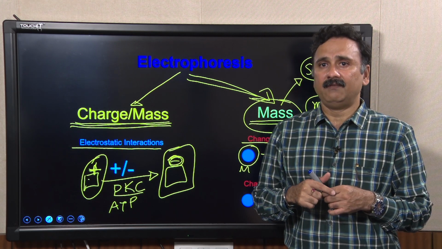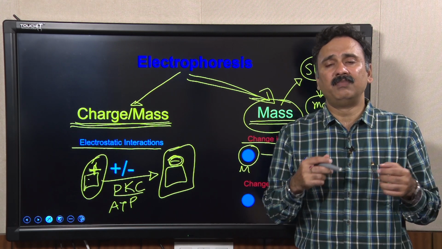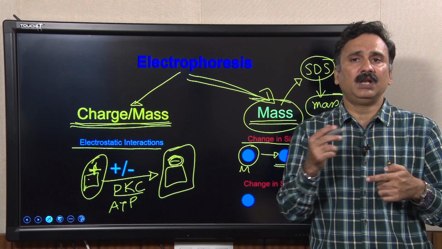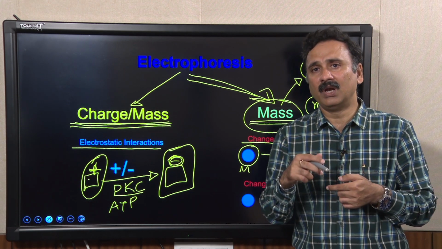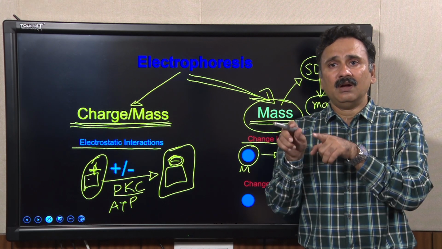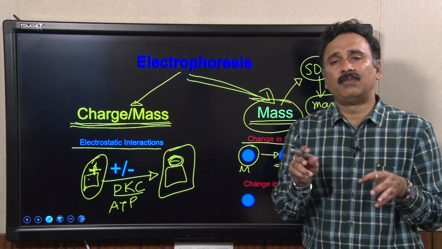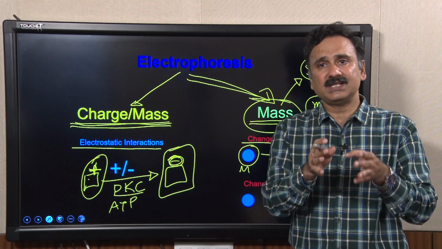The alternate is where there is no change in mass, but it changes the electrophoretic mobility of that particular molecule because of a change in the friction of the molecule, if the molecule also changes its shape.